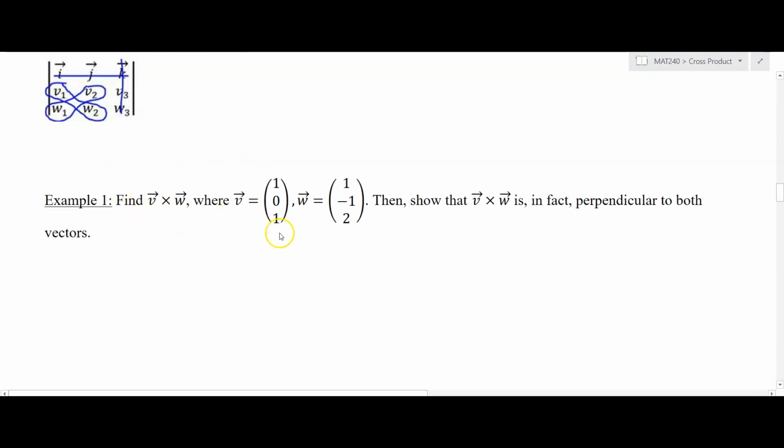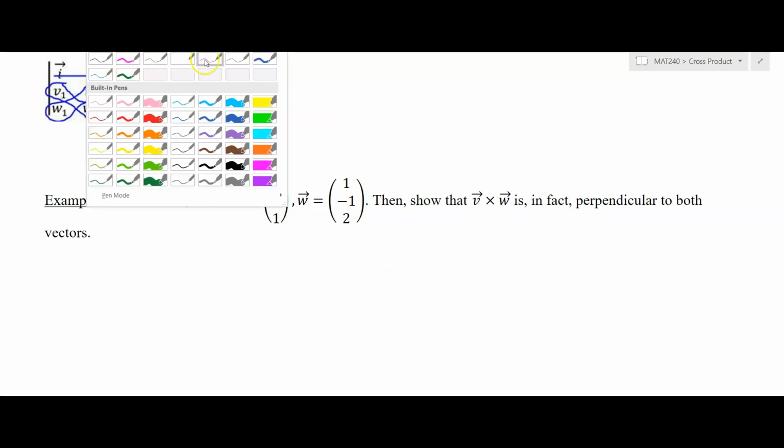So let's take a look at an example. Here we have V is 1, 0, 1, W is 1, negative 1, 2. We want to find the cross product between them. So what we're looking for is the vector that is perpendicular to both of these. And then we're going to prove that, in fact, this vector is perpendicular.